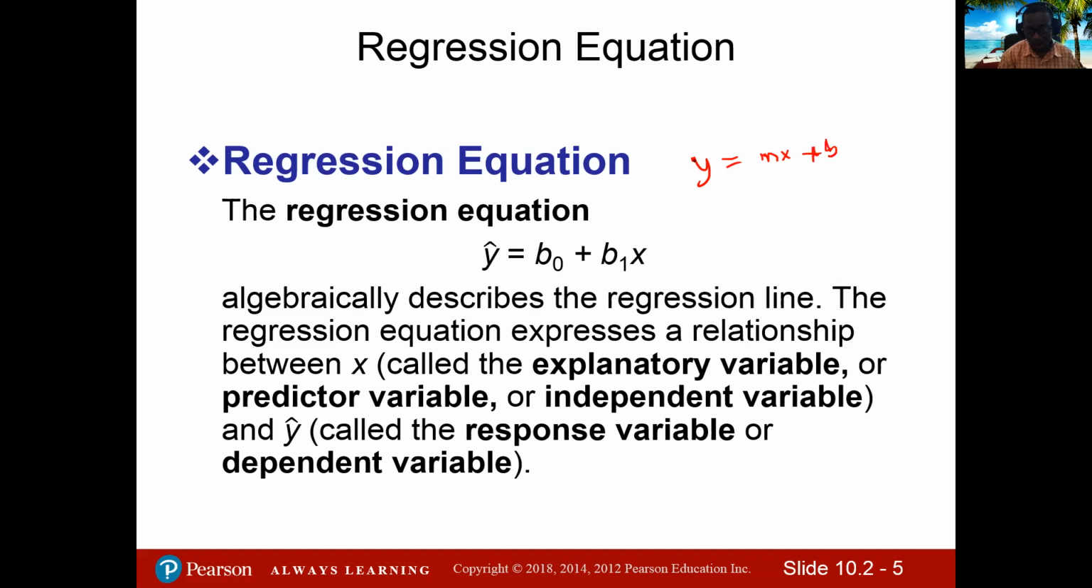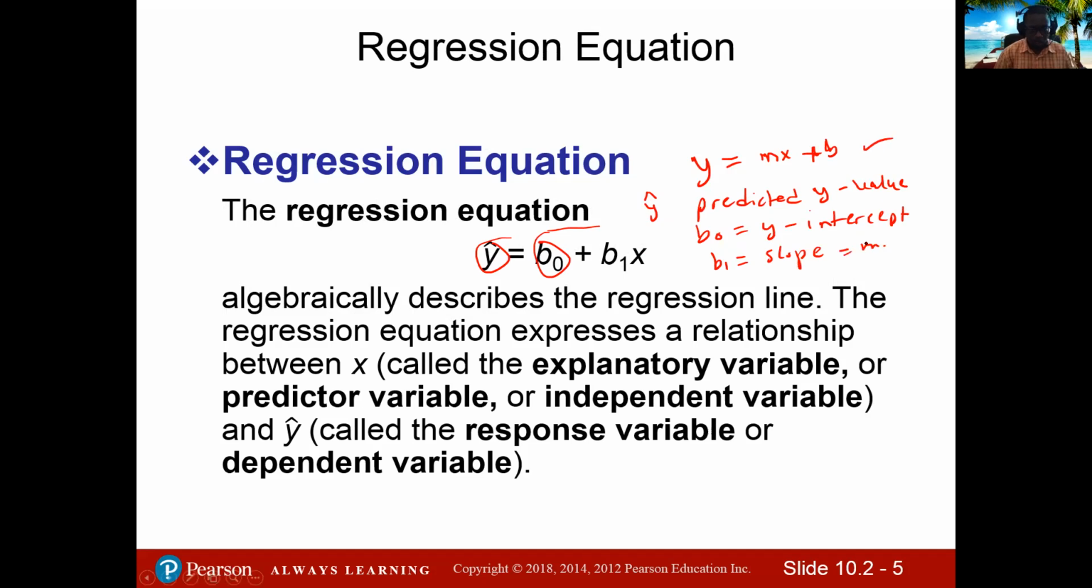In this case, y hat is the predicted y value. And b0 is your y-intercept. Then your b1 is the slope, which, if you compare to the equation of a line, is your m. So the regression equation expresses a relationship between x and y.